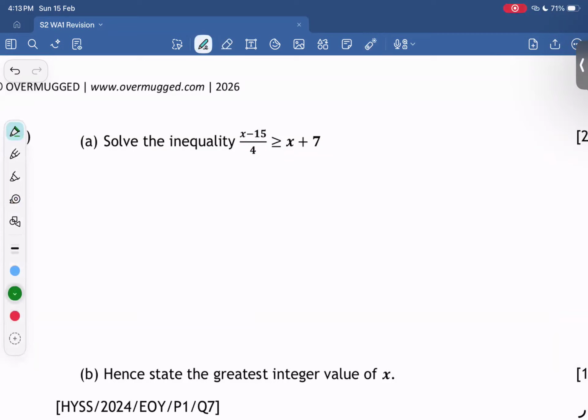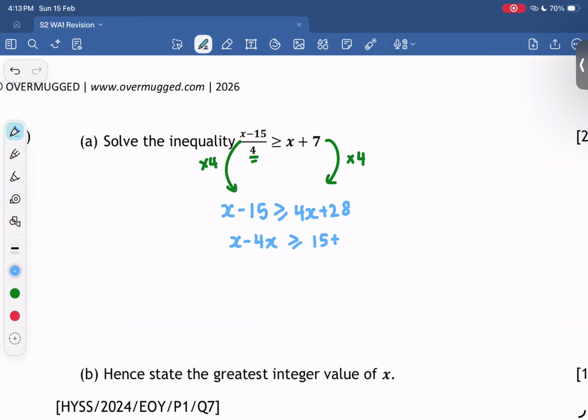So what I'm going to do here is I will times 4, because of the denominator, and I will times 4 on the right hand side as well. So what we will have is, on the left, it will just be left with x minus 15 more than or equals to 4x plus 28. So I will do my shifting of my algebra. So I've got x minus 4x more than or equals to 15 plus 28. So I've got minus 3x more than or equals to 43. Okay, so that is for this portion here.